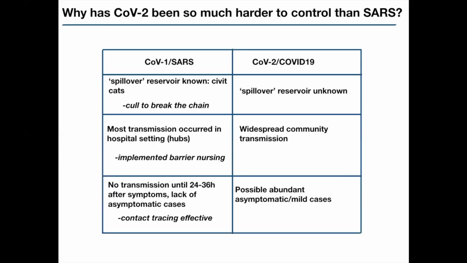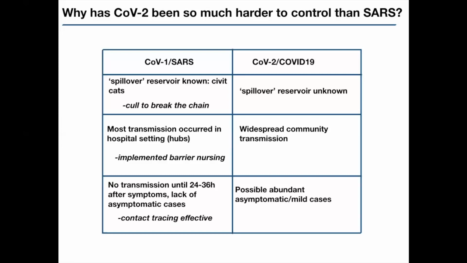this virus. And then finally, for SARS-CoV-1, individuals infected with this virus tended not to transmit until probably 24 to 36 hours after the onset of symptoms. And in general, there was a lack of asymptomatic cases as far as we know. And so this is really important from a contact tracing perspective and the ability to stall or inhibit spread of the virus within the population through effective contact tracing and other public health measures.